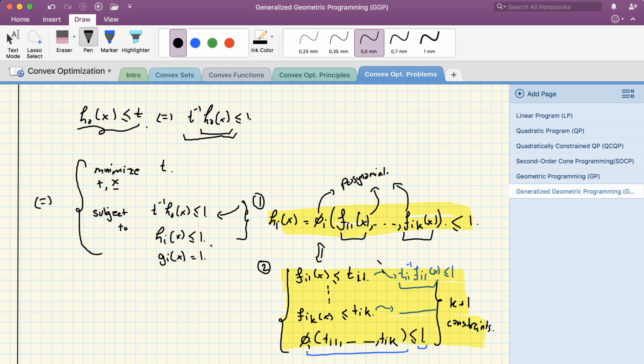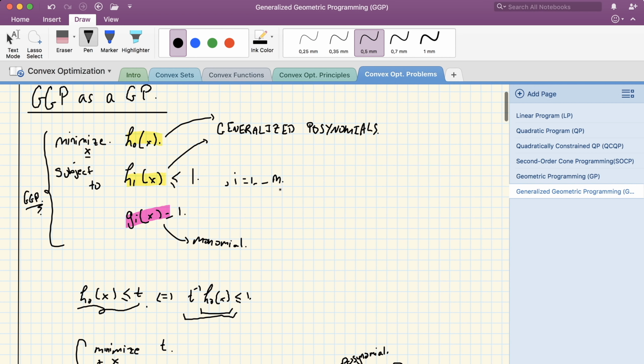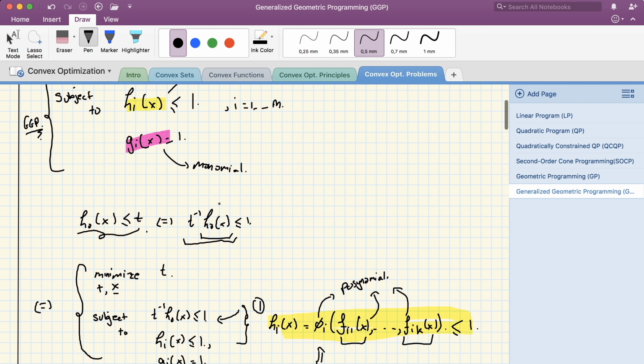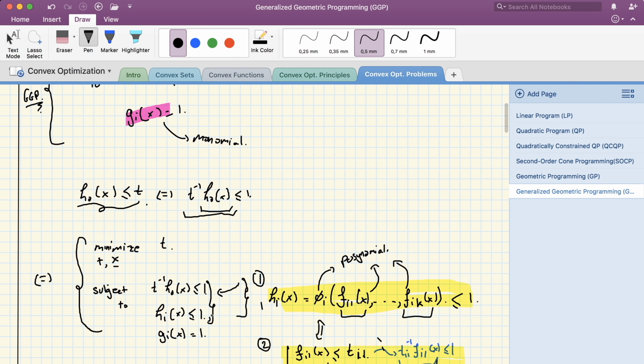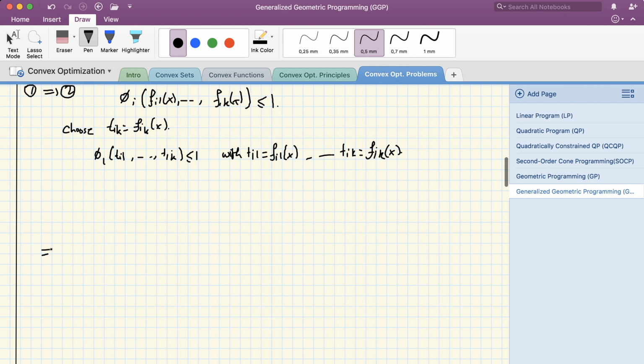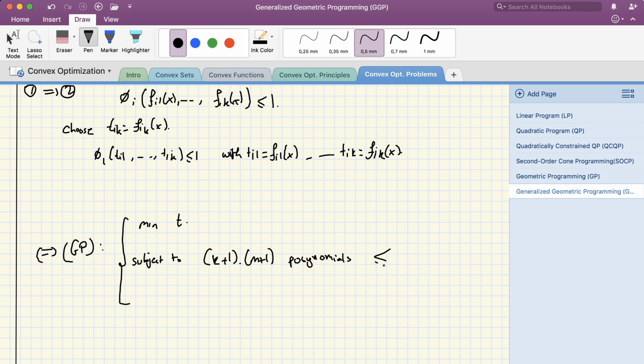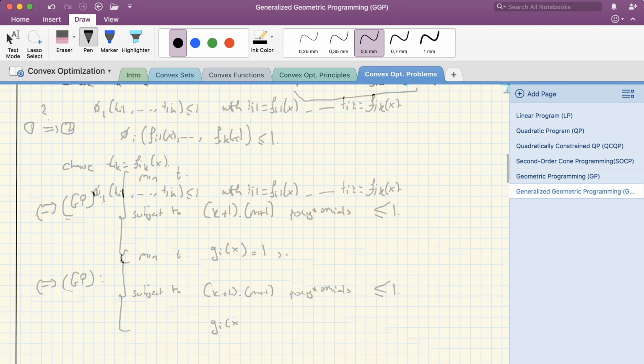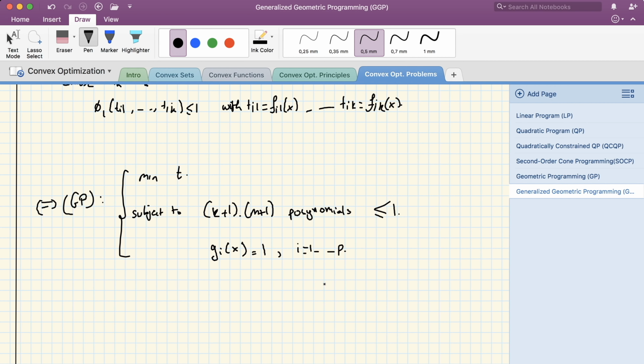Now, how many constraints do I get in total? Do the math. We've got here m constraints, right? So m constraints plus 1, m plus 1. This is an additional constraint. So those are m plus 1. And each one of those is giving me k plus 1 equivalent constraints. So in total, I will get a problem, which is a GP minimizing just t, subject to k plus 1 times m plus 1 polynomials less than 1. And the monomials are left untouched. So g_i(x) is equal to 1, where I have p such constraints.